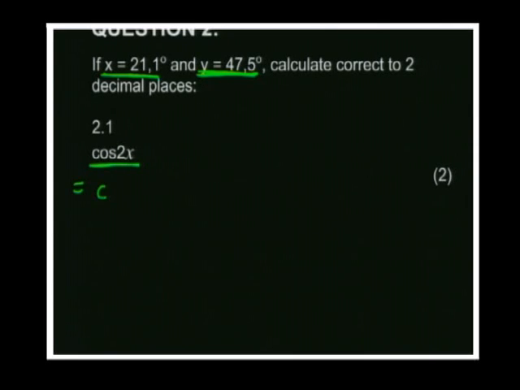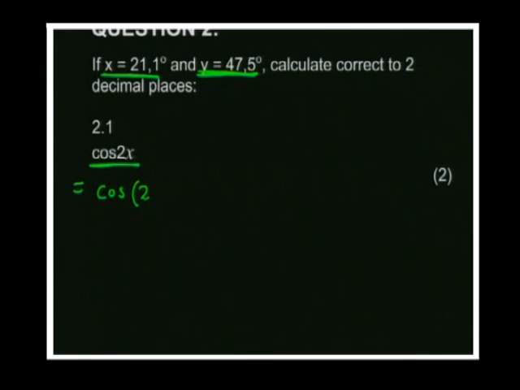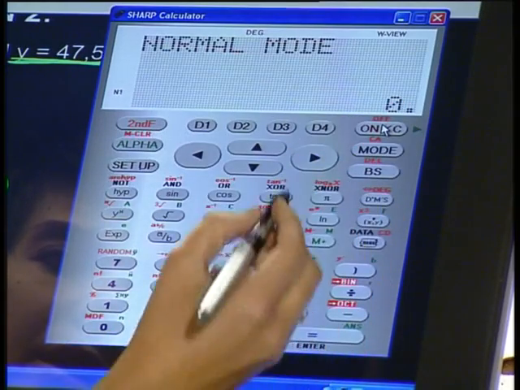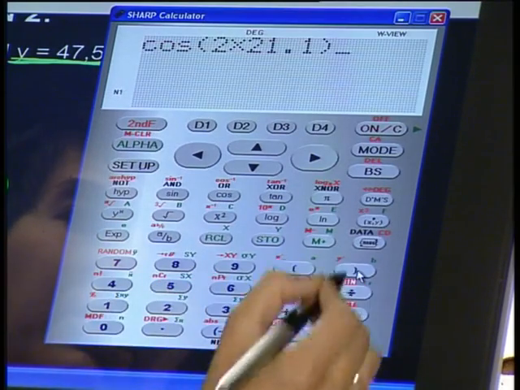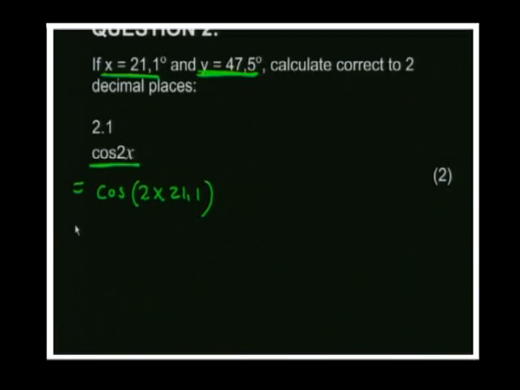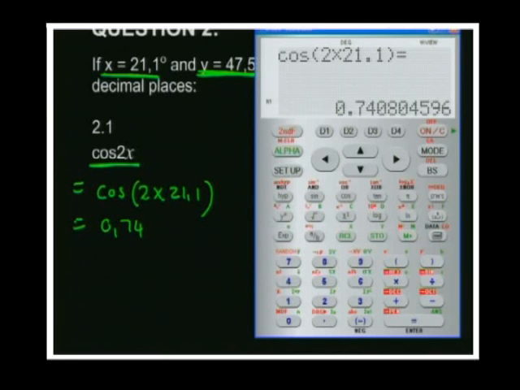So what I want to do in my calculator is say cos, bracket, very important. When you are manipulating or changing the angle in any way and you want to use your calculator, you have to put in brackets. Otherwise the calculator will not give you the right answer. So brackets 2 times x, and x is 21,1. So I'm going to use my calculator here and quickly get to that answer. I have cos 2 times 21,1 and close the bracket. Answer there 0,74. Let me just check if I did it. Yes. 0,74, that's 2 decimals, so that's fine.